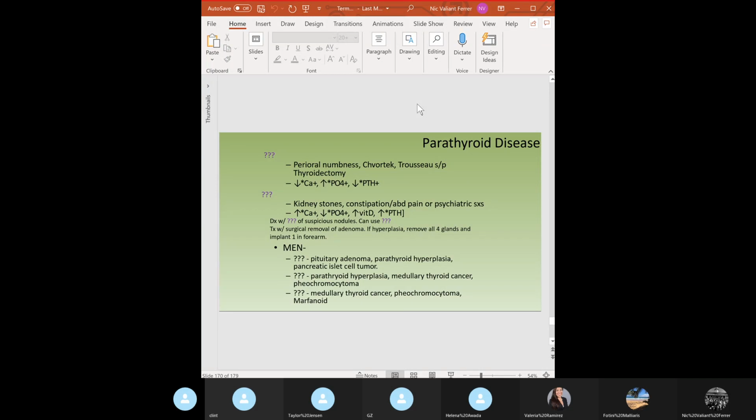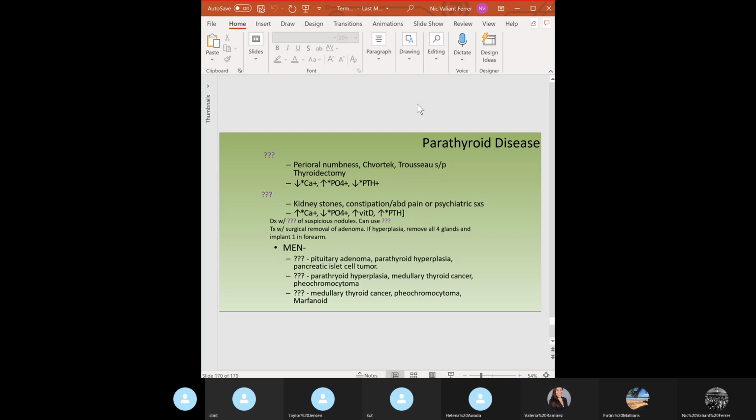What are the major actions of PTH? What happens to blood calcium if we have an increase in PTH? So you have an increase in blood calcium levels. What happens to phosphate? It decreases. Remember, phosphate trashing hormone, PTH.